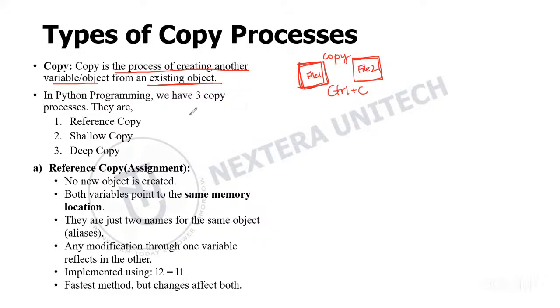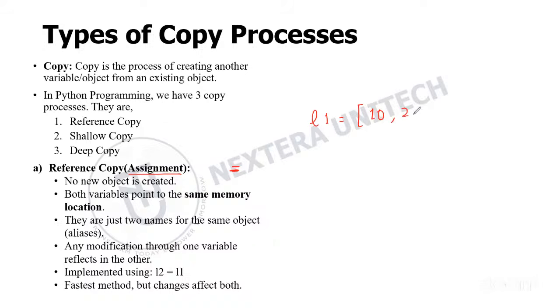In Python, we have three types of copy processes: reference copy, shallow copy, and deep copy. Reference copy is a copy where we use the assignment operator, which is the equals sign. So if we have a list L1 with, let's say, 10, 20, and I'm trying to copy these elements into list 2, I can just write L2 equals L1. So my L1 elements are copied into L2.